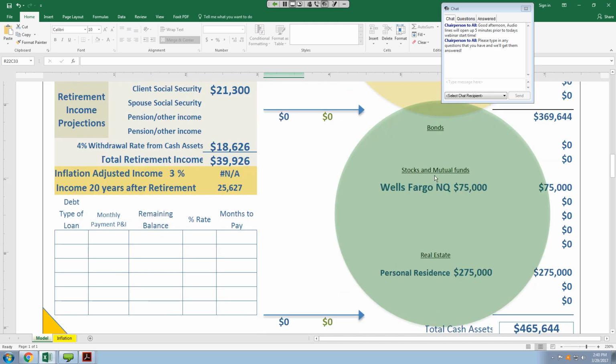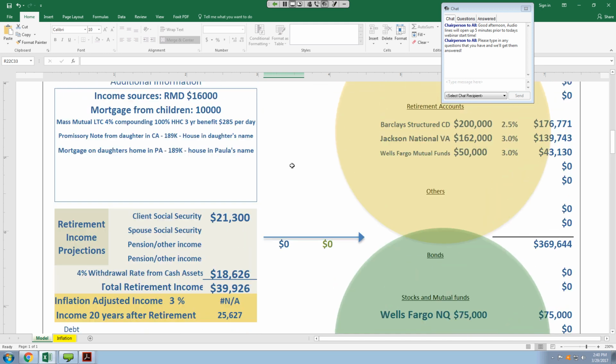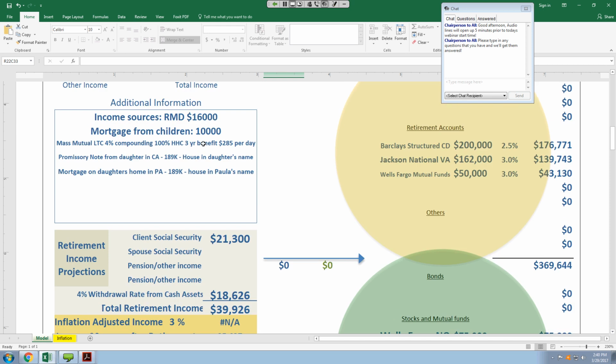I don't know if she's adding to this Wells Fargo account. It's a non-qualified account. But this has got the makings of a potential CRUT for her as well, if she's got some charitable interests. But I think this woman probably, if she really owns these promissory notes, house in Paula's name, house in daughter's name, there's got to be some income coming from here. I can't tell what that is.